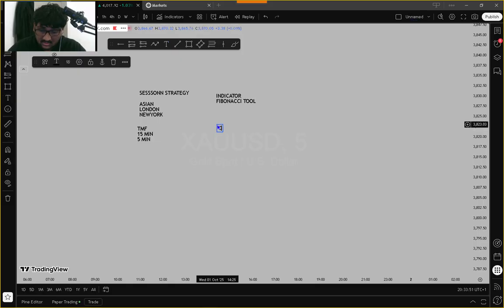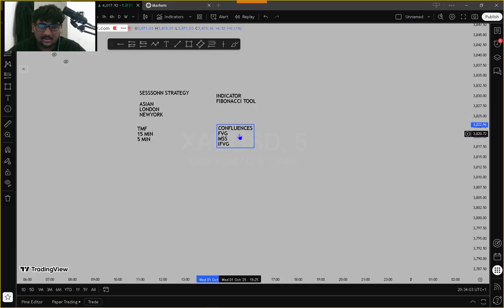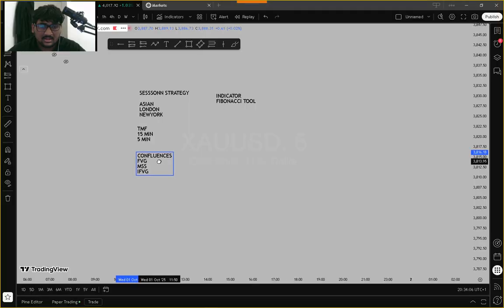What else do we use? What confluences? We use the FVG, we use the Maxwell shift, and we use the inverse fair value gap. Okay, IFVG, inverse fair value gap. Let me put it all here like this.